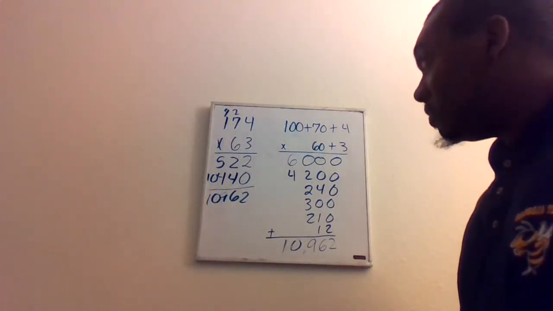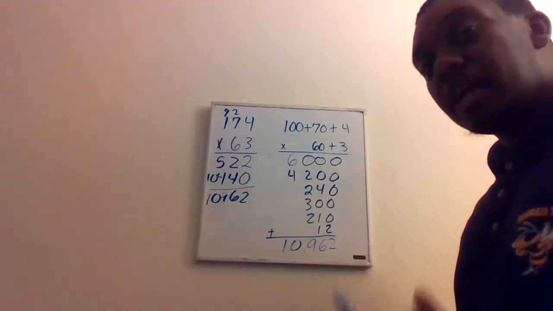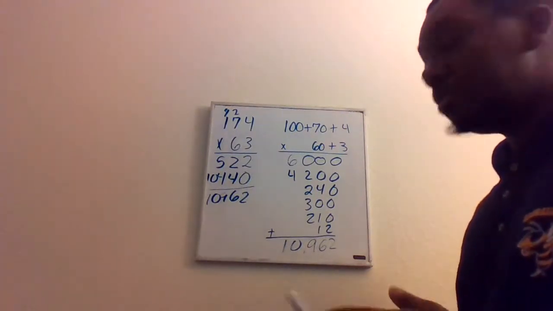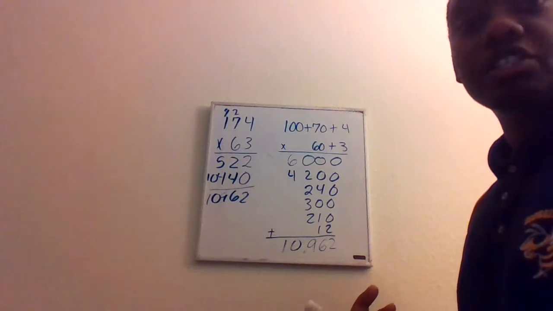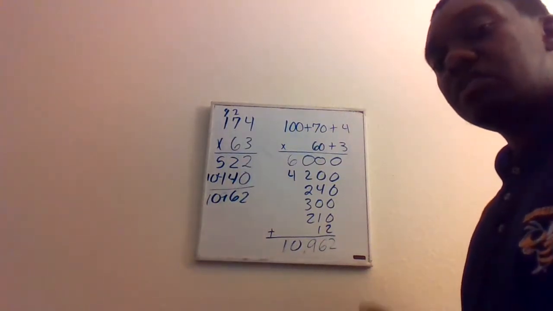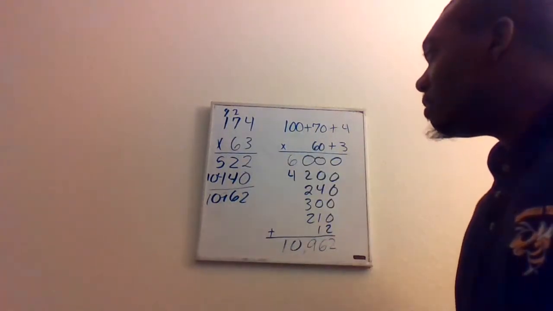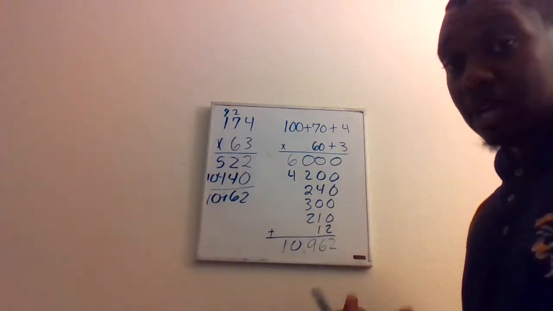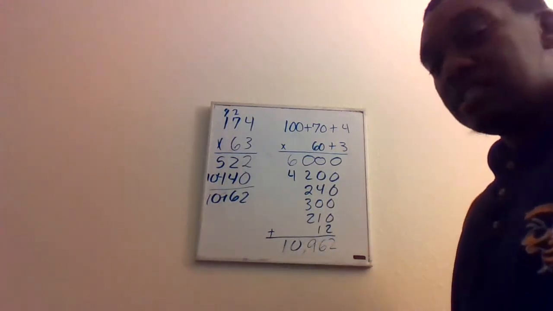Wow. So far, everything's good. From our calculator answer, we got 10,962. From the first method, which I'll call the traditional method, we got 10,962. From doing expanded form, we're able to simplify our numbers but have more to add. And we still get 10,962.